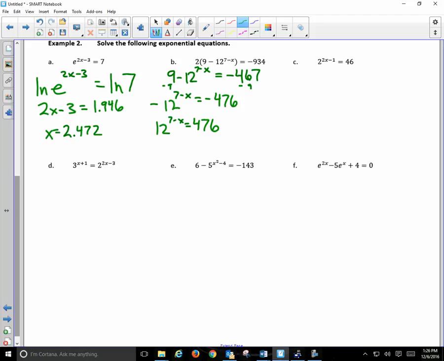Now I have to take log base 12, which just sounds absurd, right? Log base 12, are you kidding me? But that's what we do. We can solve the problem. Now it's a piece of cake. 7 minus x is equal to the log base 12 of 476.